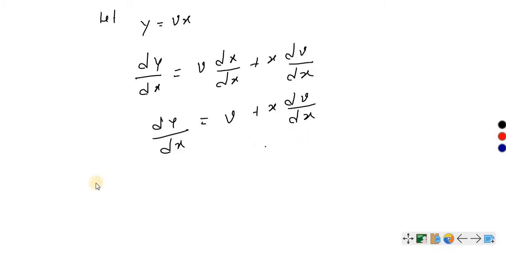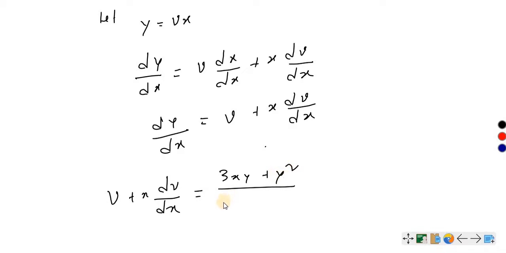Now what can we do? We can simply write v plus x dv by dx equals what? What was our equation? 3xy plus y square divided by 3x square plus xy. So in place of y I am going to write vx. Let me write here in place of y, vx.